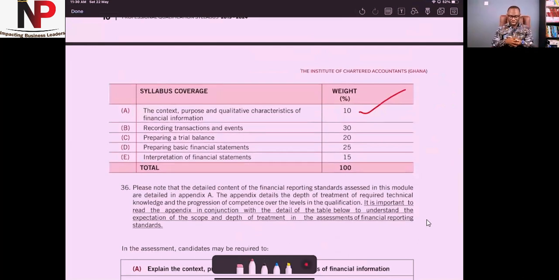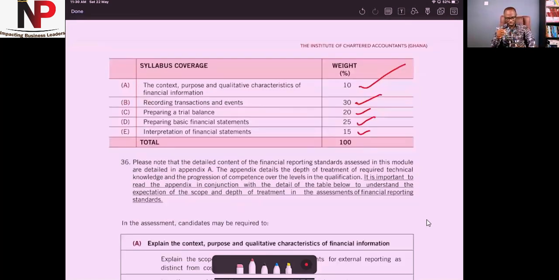Then we come to the recording of transactions and events. By far, this is one of the critical areas of the syllabus. As you can see, that is 30%. This is where we're going to be dealing with double entry, day books, 2-column cash book, 3-column cash book, correction of errors, suspense account, and so on. Then we come to preparation of trial balance, preparation of financial statements, then interpretation of financial statements.